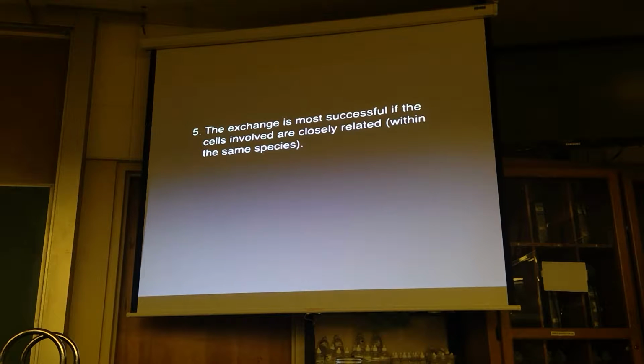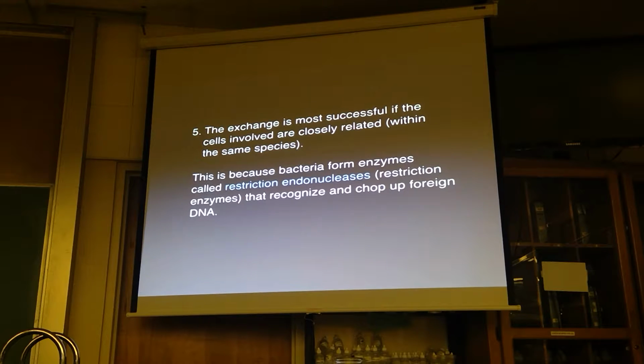So another feature that these exchange mechanisms have in common: they seem to be most successful when the bacteria that are exchanging DNA are closely related. Of course, humans get around this because we know what's involved in this relationship business. The reason that bacteria have to be fairly closely related is because bacteria contain enzymes called restriction endonucleases. The term restriction has to do with them restricting random genetic exchange.